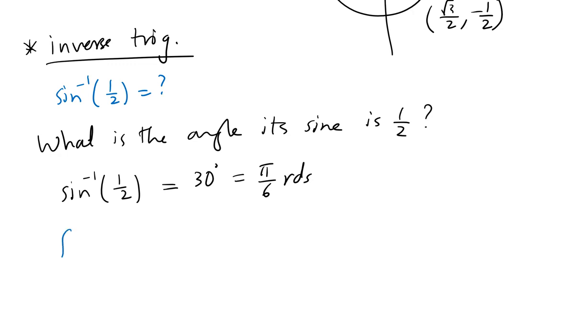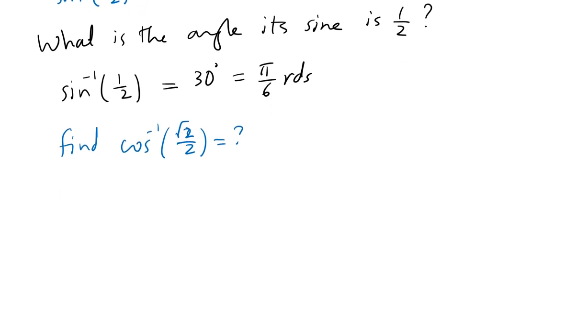And look at another one. Maybe find cosine inverse of root 2 over 2. Which angle has this cosine? Well, that's the 45-degree angle that we just found, or pi over 4 radians. Very important to know those things.